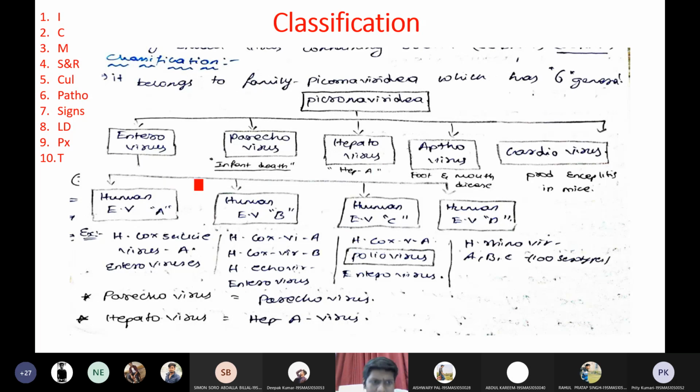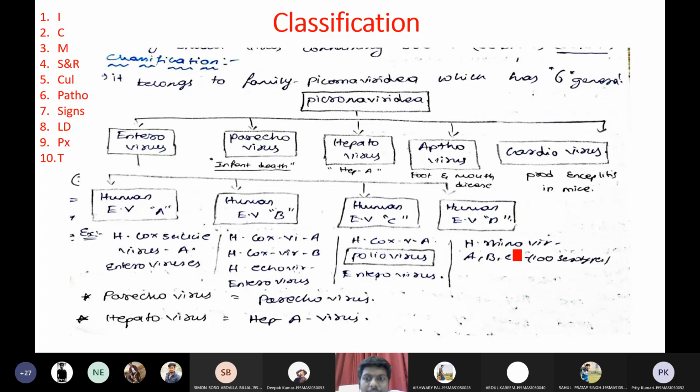Then these enteroviruses are further divided into 4 subclasses. We have enterovirus A, B, C, and D. Enterovirus A includes Coxsackie viruses. Enterovirus B includes some echoviruses. Then in enterovirus C, we have poliovirus. So poliovirus belongs to enterovirus C. And we have enterovirus D. In enterovirus D, we have rhinoviruses.